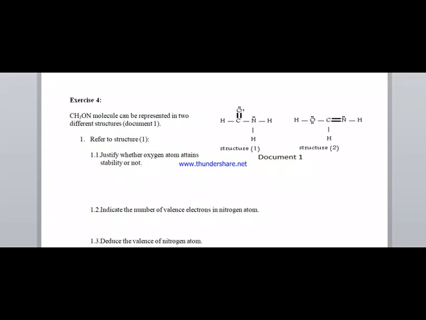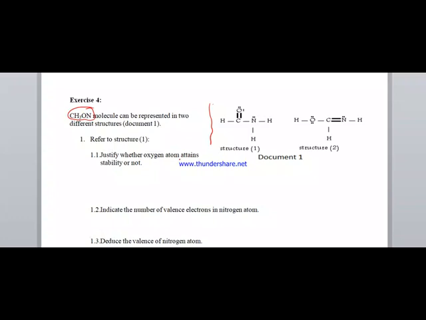In this video, we'll start the second part in solving exercises about the chemical bond. In exercise 4, we have the following two structures. A certain compound has the molecular formula CH3ON. It can be represented by two different structures as shown in document 1. Refer to structure 1. According to this structure, justify whether the oxygen atom attains stability or not.